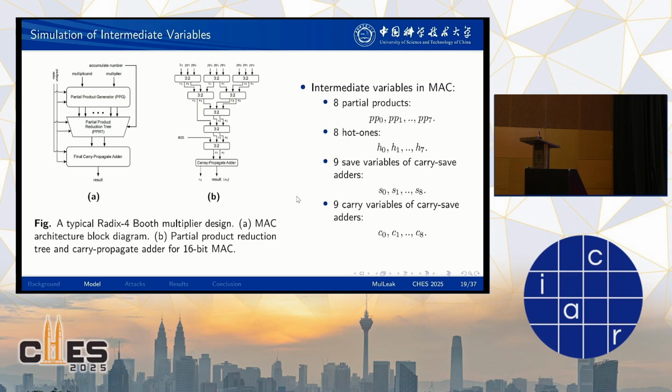We employ a classic design of the radix-4 Booth multiplier for simulation. As shown in the left figure, the intermediate variables include 8 partial products, 8 hot ones, 9 sign variables, and 9 carry variables. Then we transform these intermediate variables into explanatory variable groups of the leakage model.